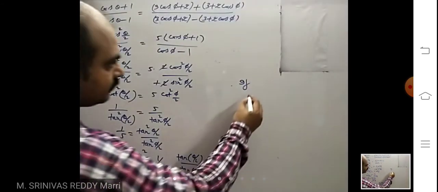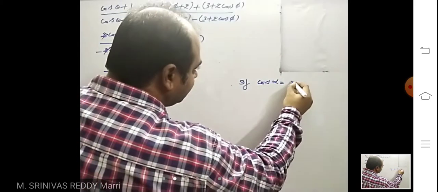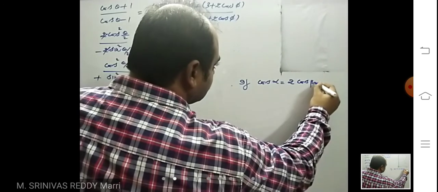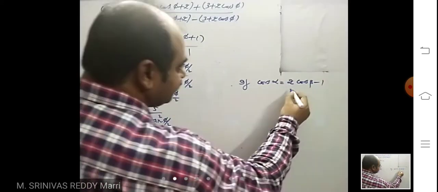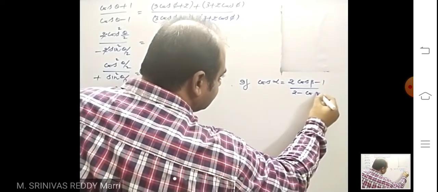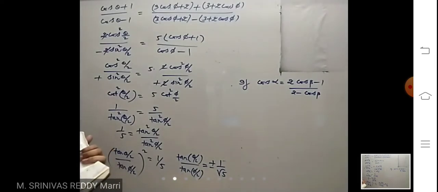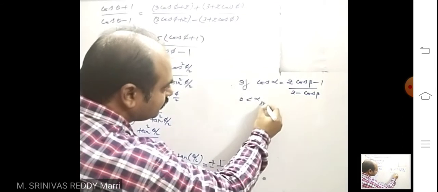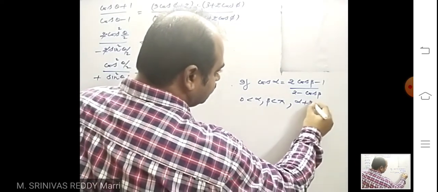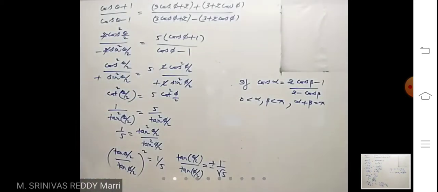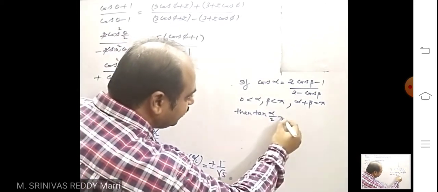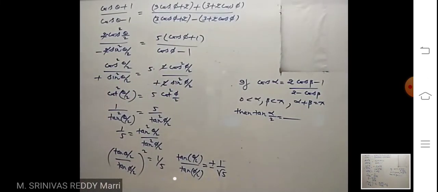If cos alpha equals (2 cos beta minus 1) divided by (2 minus cos beta), given that alpha and beta lie between 0 and pi, and alpha plus beta equals pi, then tan alpha by 2 equals dash.